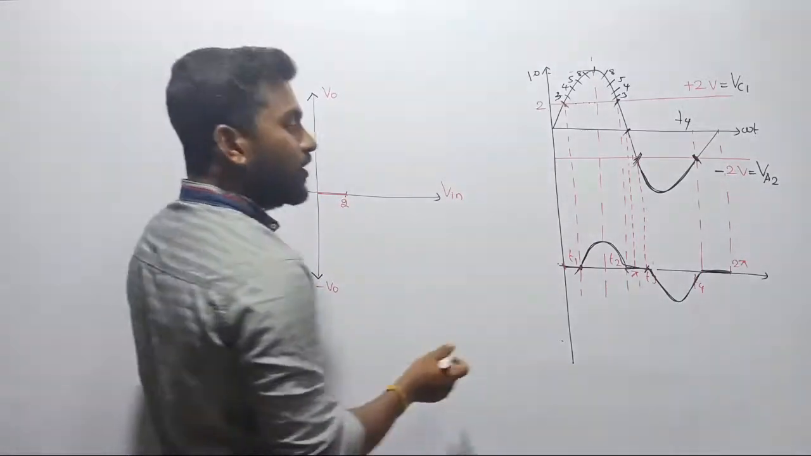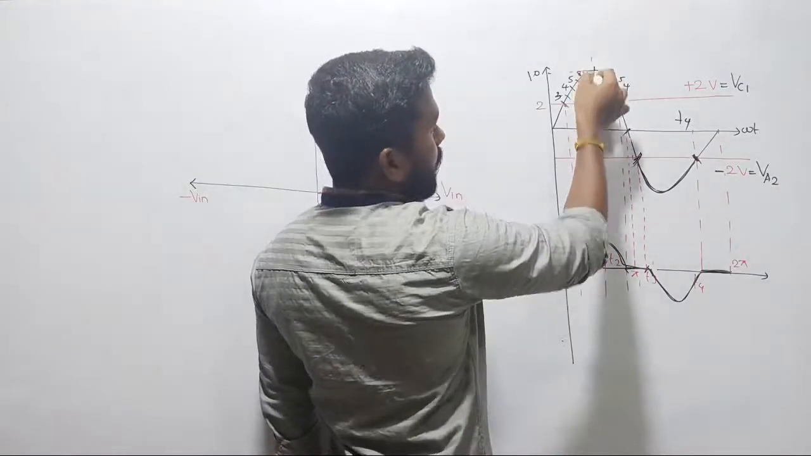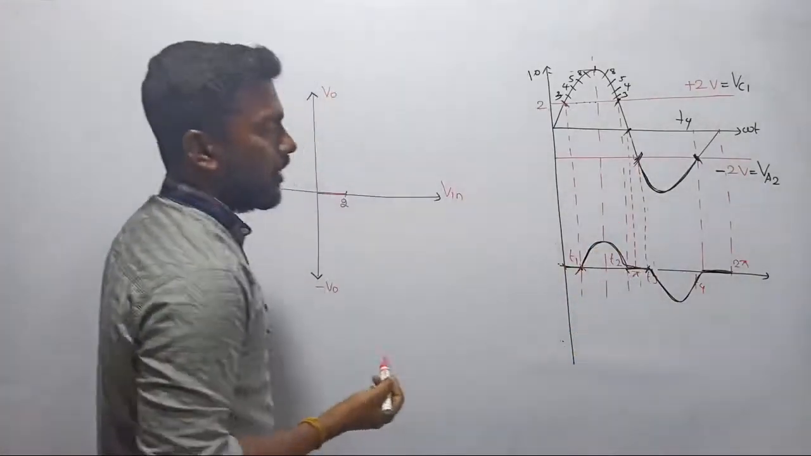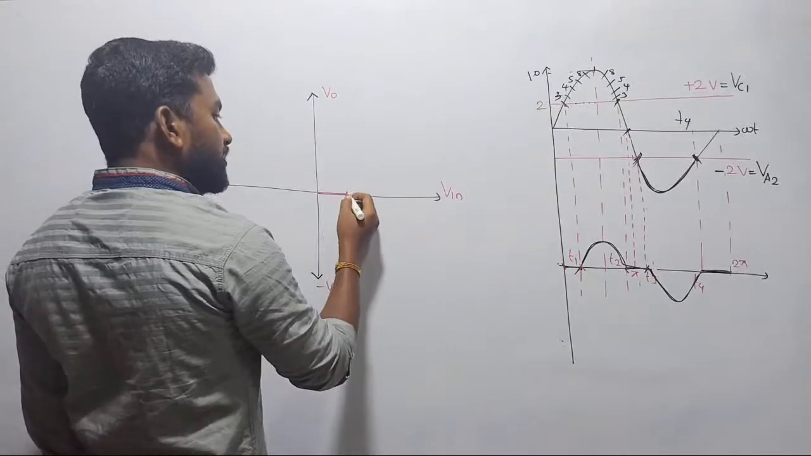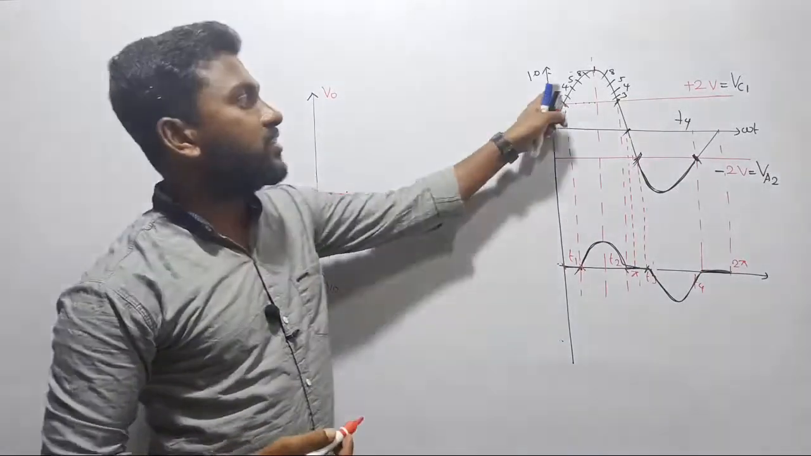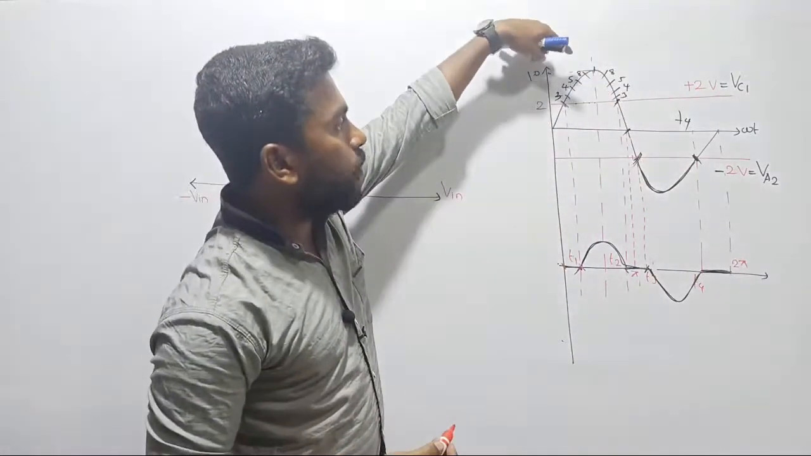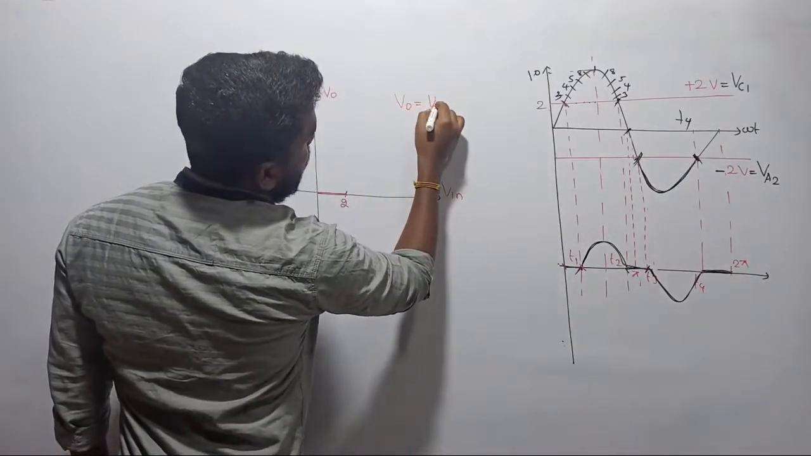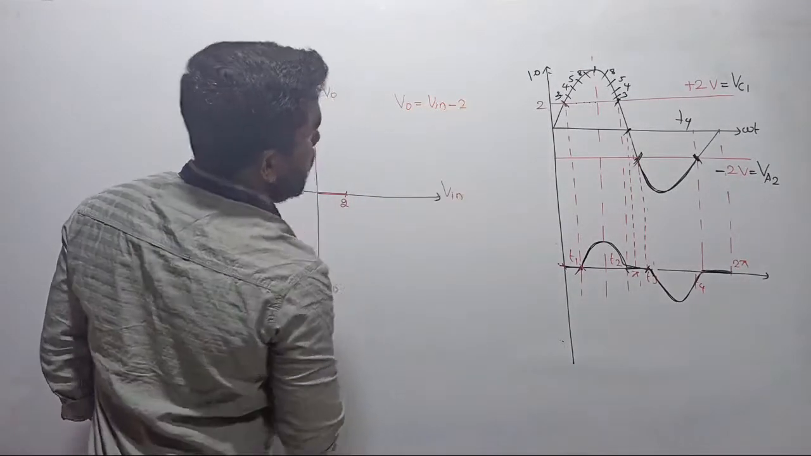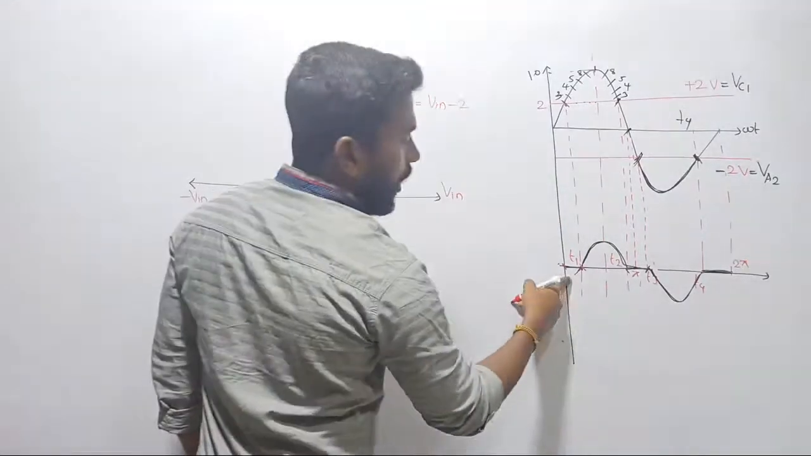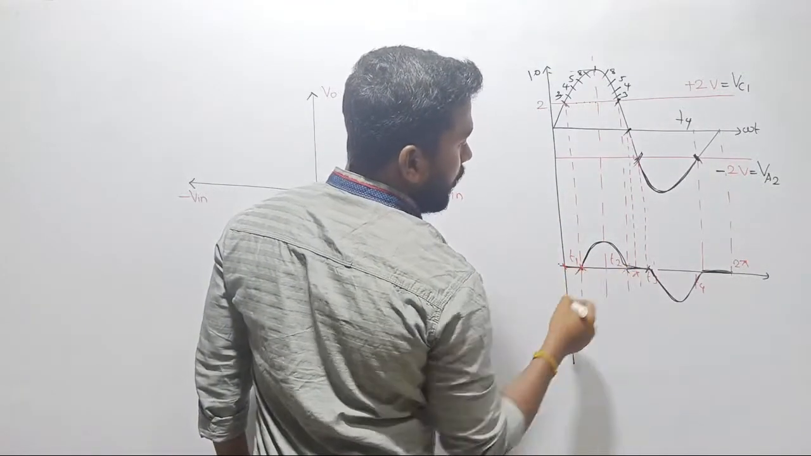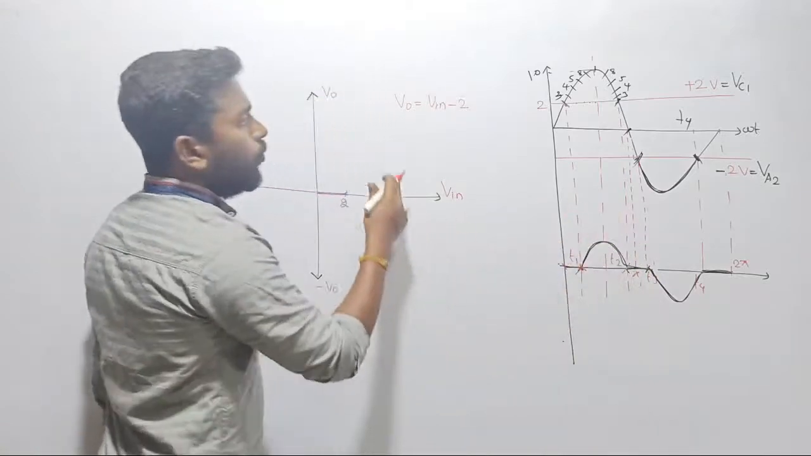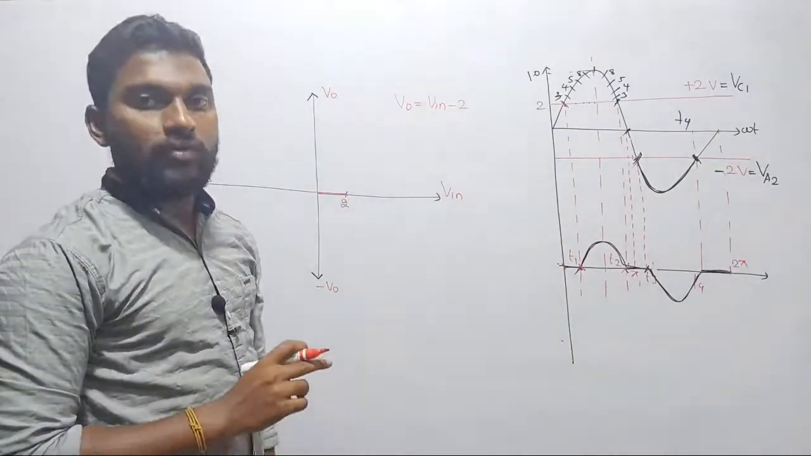After T1, what happens? Just observe. After T1, we keep on increasing the value of input voltage. Based on the input voltage, after T1, what we got is Vo equal to Vin minus 2. We saw that up to 2, it is 0. After T1 to T2, the output voltage will become Vin minus 2. We have seen that one.